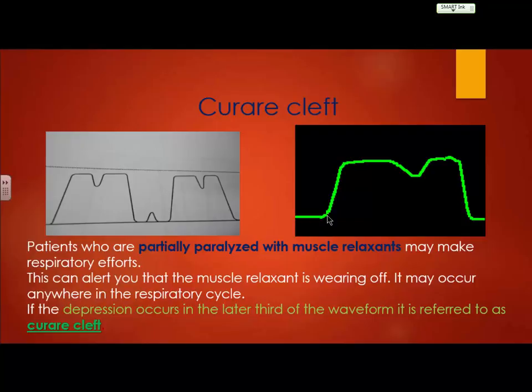So curare cleft, which is referencing this right here. You would see this when you've got a patient that is sedated or paralyzed, and we're ventilating for them, but then whatever they had is starting to wear off. So what you're actually seeing right here is that patient attempting to take his own breath. I've ventilated that patient, and now he's breathing out, but then suddenly he tries to take his own breath, but he's still not strong enough to completely do the breath, so we go back to breathing back out. So all that is just trying to get it out, all right?